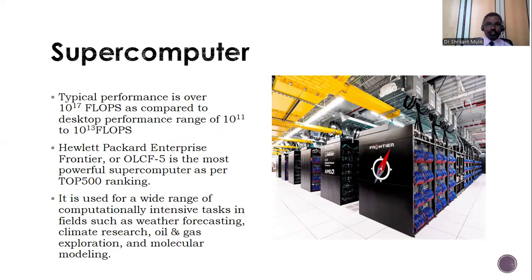Now, just to give an indication of what this flops or what the performance would mean. The typical performance of any supercomputer would be more than 10 raised to 17 flops. Whereas the desktop, which are again very powerful nowadays, would have something like 10 raised to 11 or 10 raised to 13 flops, right? So you could imagine now how powerful these machines would be. So these are definitely useful for a wide range of tasks which are computationally intensive, which require heavy computation. These are the tasks where a supercomputer is useful.